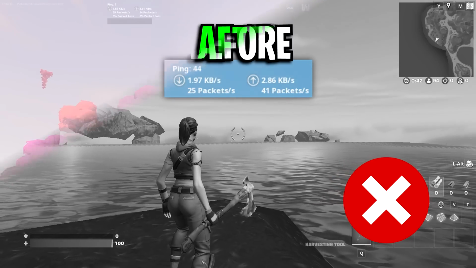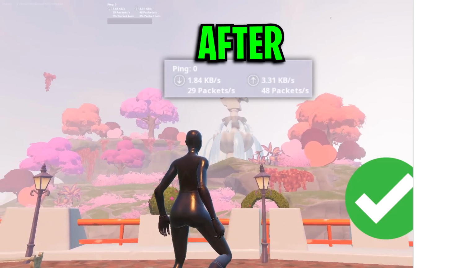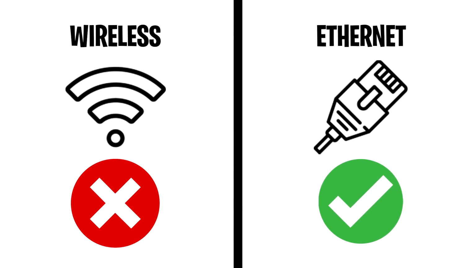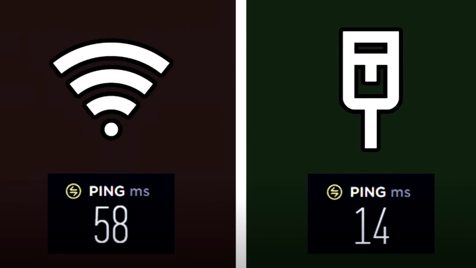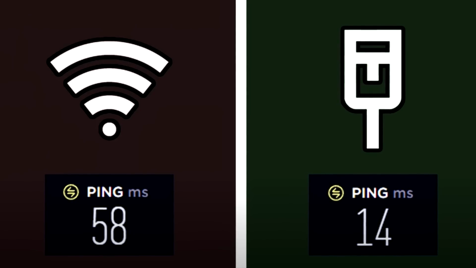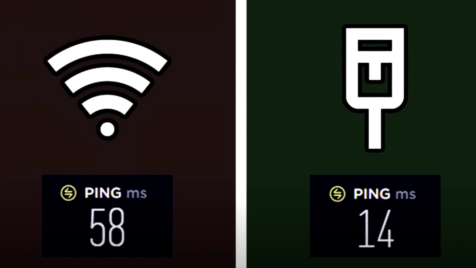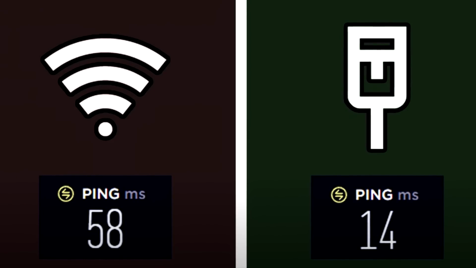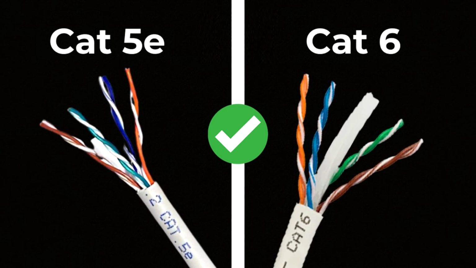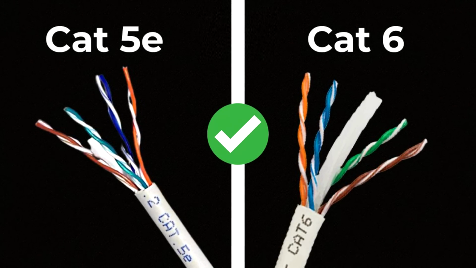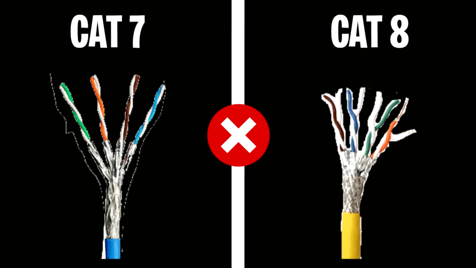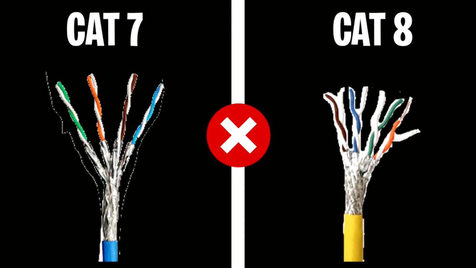Here's how to drastically improve your ping in Fortnite. Step 1, have a wired connection over a wireless connection, such as an Ethernet cable, as it'll not only provide lower ping/latency, but it'll also offer more stability for your connection. A cheap Cat 5e or Cat 6 cable will do the job for gaming easily. There's no need to overpay and get an overkill Cat 7 or Cat 8 cable.